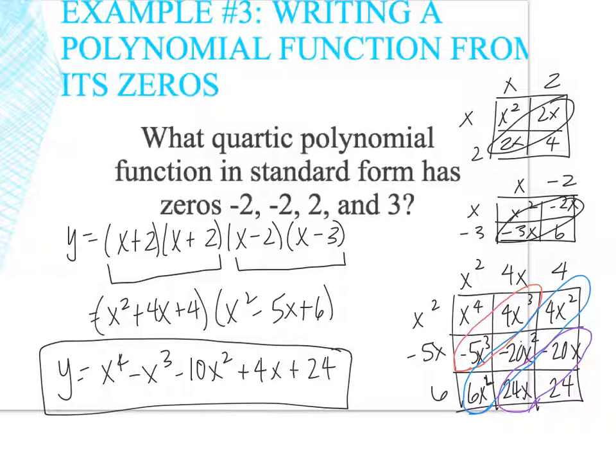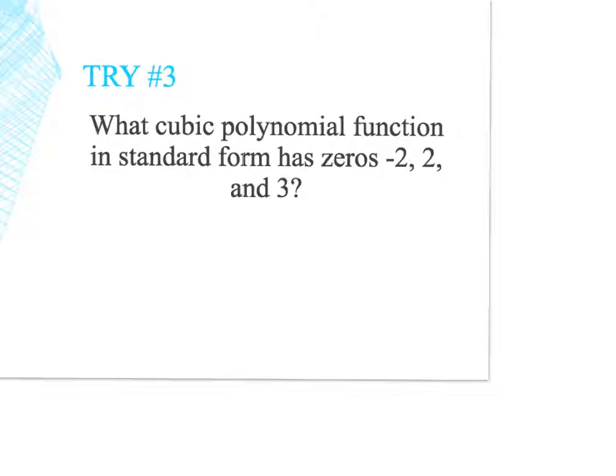Okay, we have one more try to do. And we're going to follow the same process. All right, so we have 3 numbers as our zeros, so our powers won't be as high. So let's try it. Remember, your factor is going to be the opposite of what your zero is. So that would be x plus 2 for the first one, x minus 2 for the next one, and x minus 3 for the last.